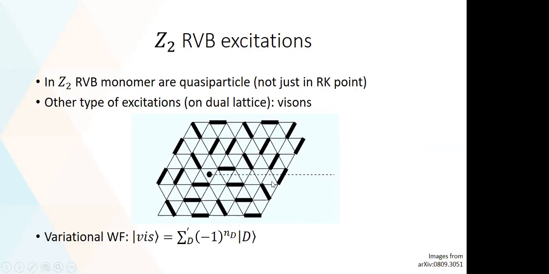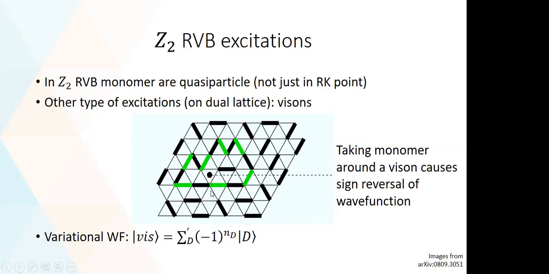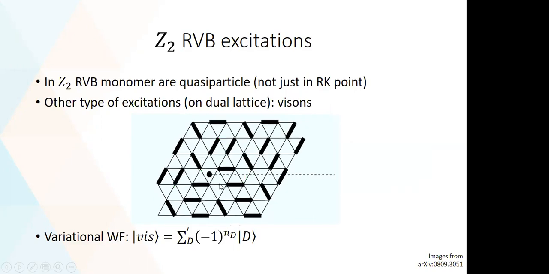Okay, so it can be shown at the RK point. This is exact. It can be shown, and for other points, you can use this as a variational wave function for an excitation. Oh, what's the definition of this vison again? So if you just look at a quasi-particle excitation that doesn't introduce monomers, this is what you will find in the Z2 RVB.